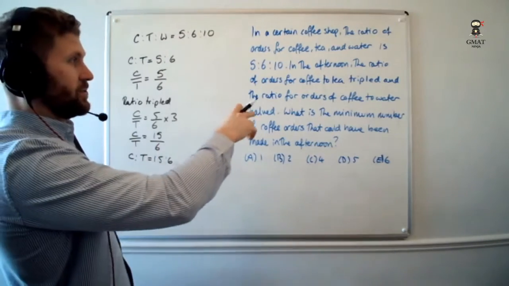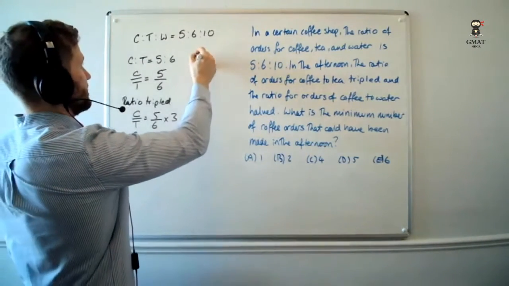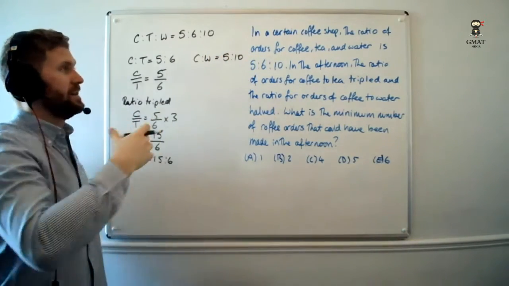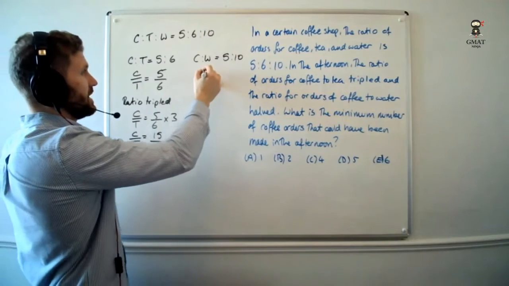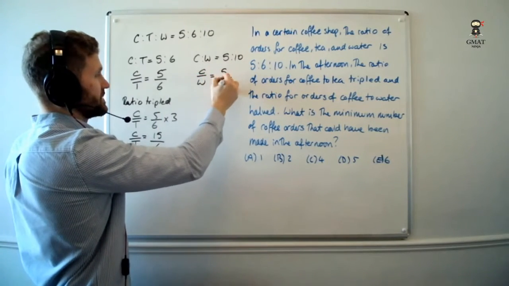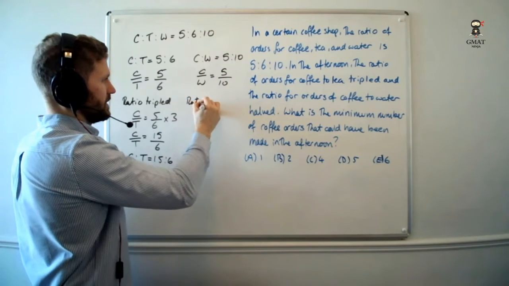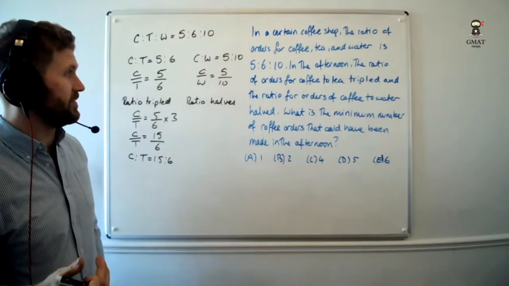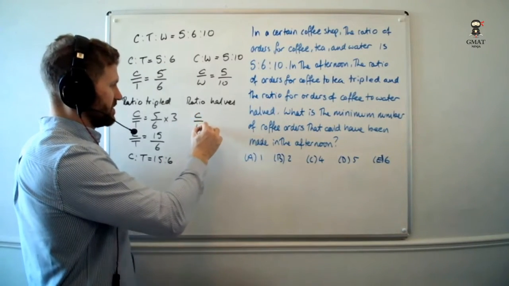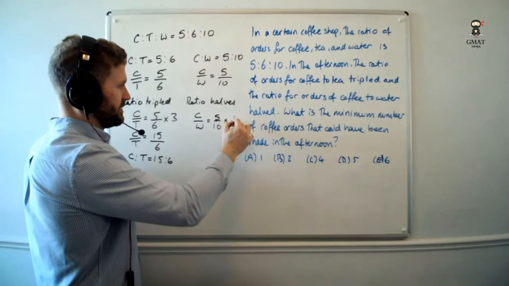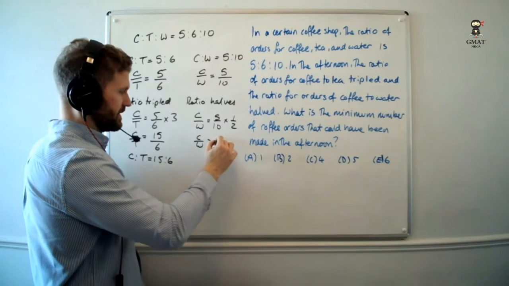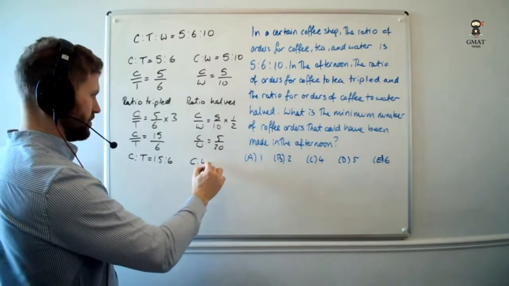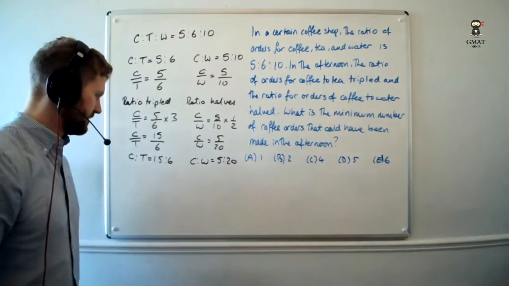So the other side of this, I get told the ratio for orders of coffee to water halved. So coffee to water is 5/10. Now, using the same way of looking at things, it's much easier to see how that halves. So the ratio halves. If I write that as 5/10, my new ratio of coffee to water is going to be 5/10 times a half, or in other words, 5/20. Right, so my ratio of coffee to water is going to be 5/20.